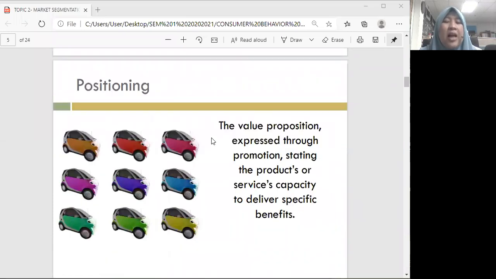Okay. I like to use the words like, when we're talking about positioning, it means we position a certain product and services, and make sure that we position the product and services into the heart and mind of the customer. So as you can see from the text, it's stated that positioning is the value proposition expressed through the promotion, stating the product or service's capacity to deliver specific benefits.